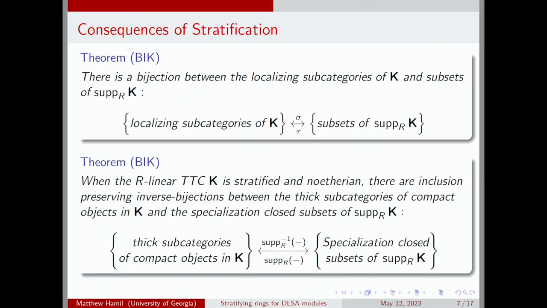So, consequences. If you have an R-linear TTC stratified by the R action, then you have these bijections. The first one is a bijection between the localizing subcategories of K, so that initial problem that we wanted to address, and subsets of the R support. These bijections are given pretty explicitly, although I didn't include them here. The second one is a bijection between the thick subcategories, or if you have a TTC, the thick tensor ideals, and the specialization closed subsets of the R support. All right.